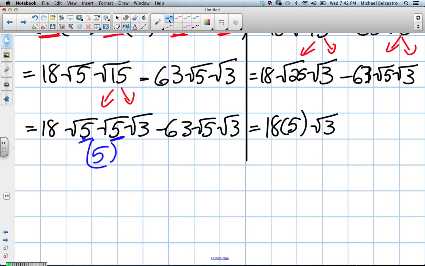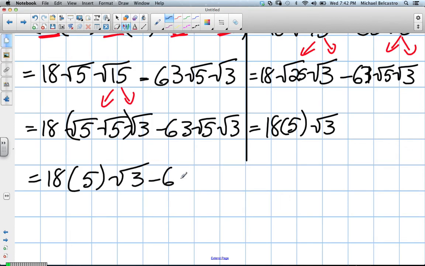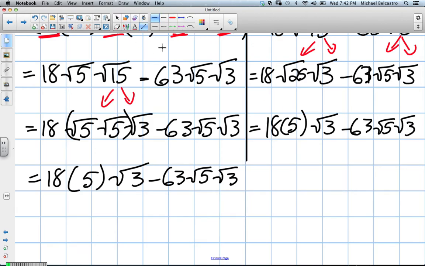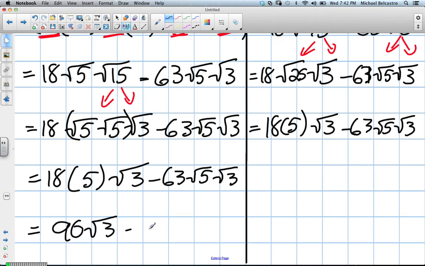So we kind of can skip a step over here. We're going to get 18. Root 5 times root 5 is going to be just 5 root 3 minus 63 root 5 root 3. And I forgot to write that on this side. 63 root 5 root 3. Keep that line going. Okay, these are both the same answers we're getting. 18 times 5 is going to give us 90. Root 3 minus 63 root 5 root 3.